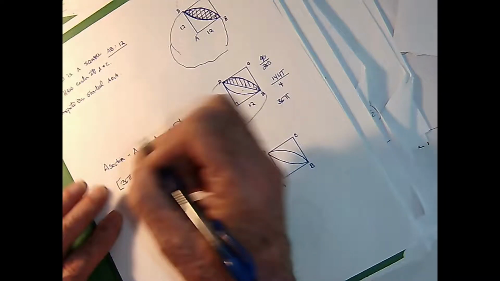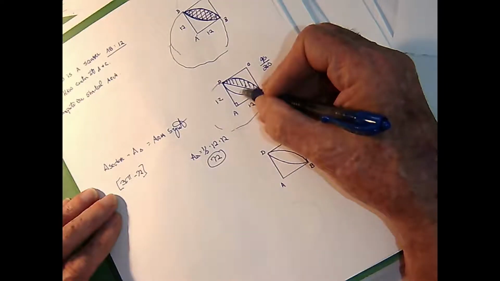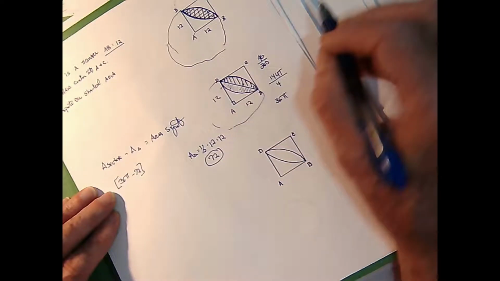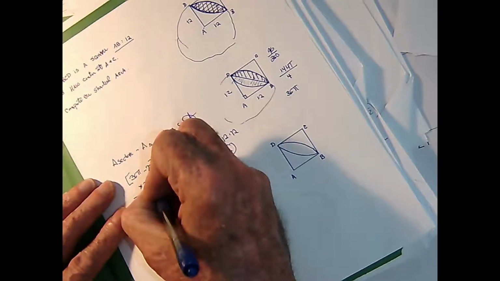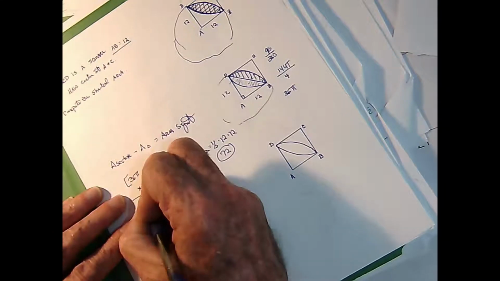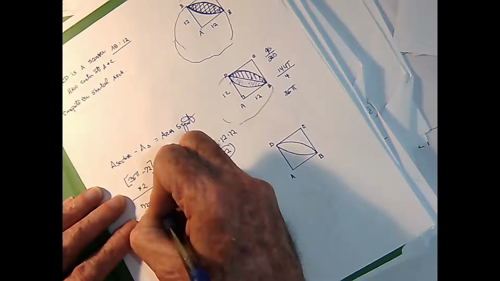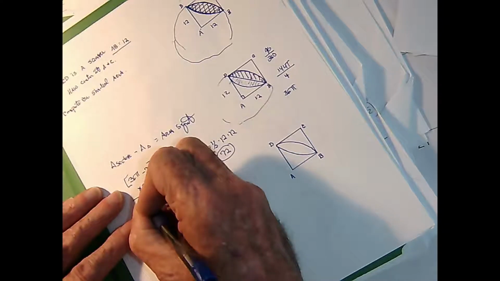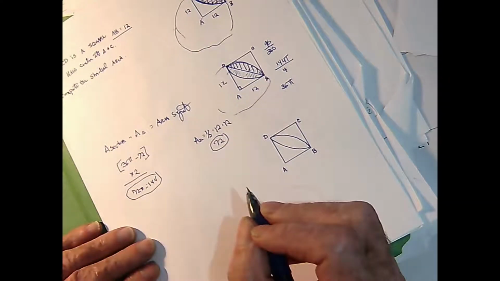But wouldn't this full thing, this zone, have two of those? So I ought to multiply that by 2. That'd be 72 pi minus 144. And I think that worked okay. I think that's a reasonable way to have worked it.